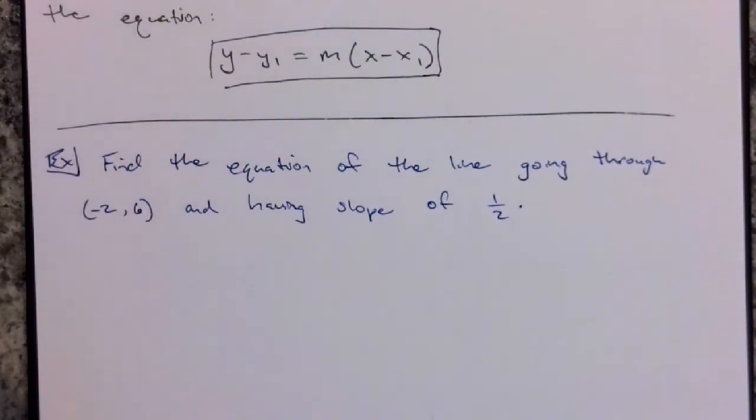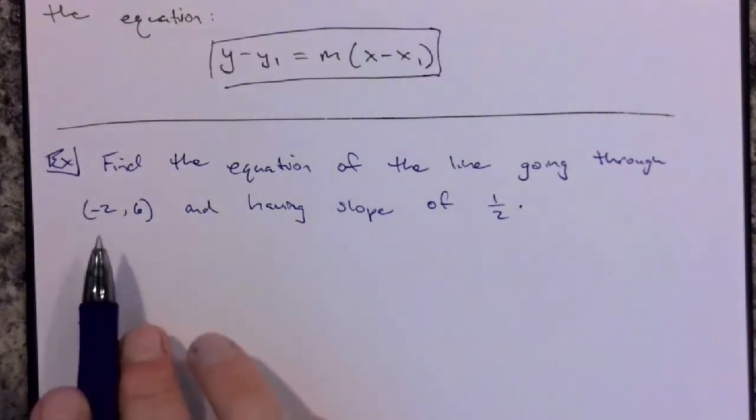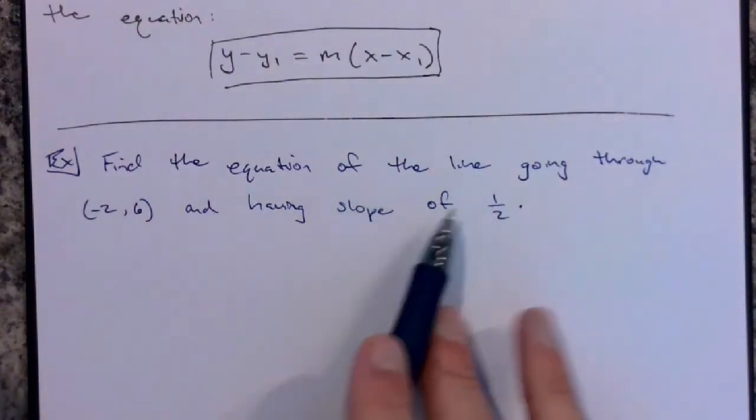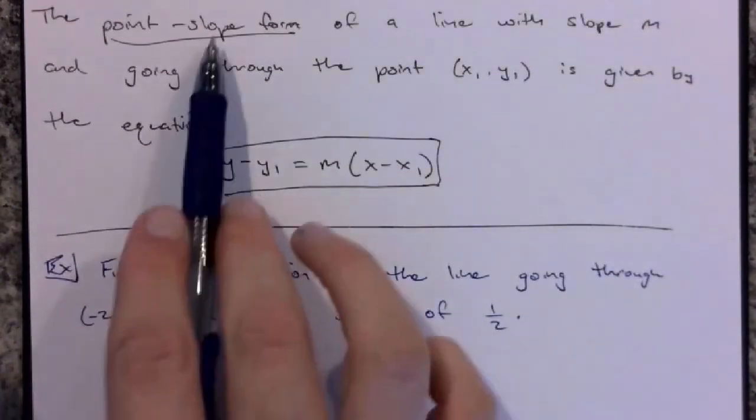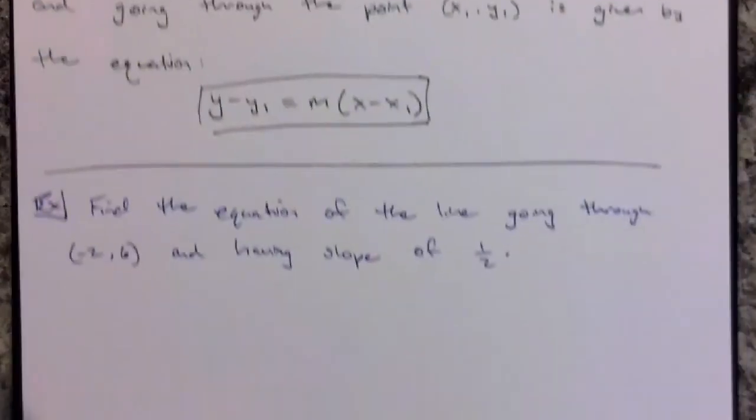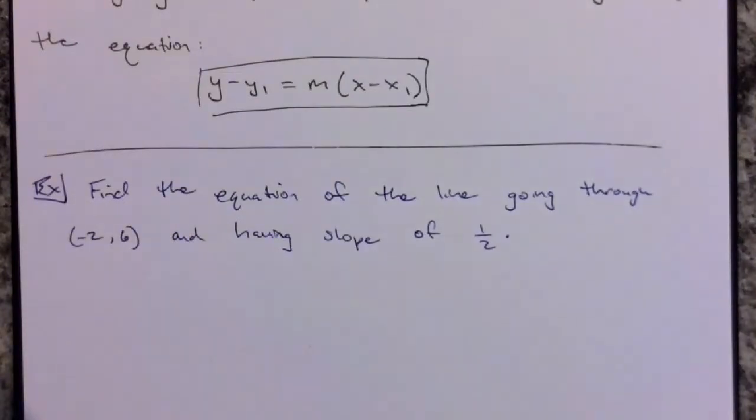So when we take a look at this example here, first off, you should notice that they gave you a point and they gave you a slope. So that indicates that you should probably try using this point-slope form. That's why it's called point-slope form, right? You just need a point and a slope. So let's write out the equation.